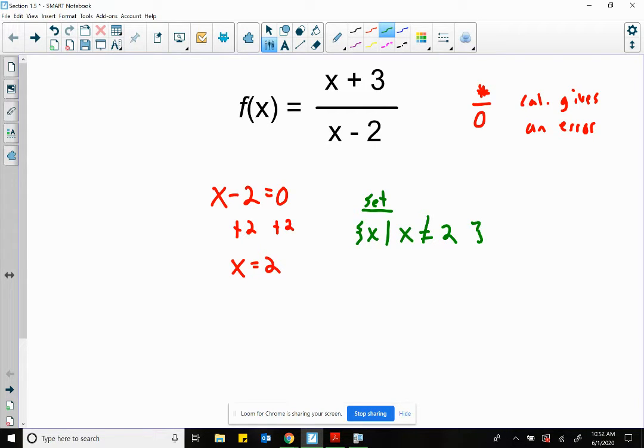Interval notation. Now remember, we like every number but this guy. So it's like I'm going to have a party, and I'm going to invite everybody to the party but 2.